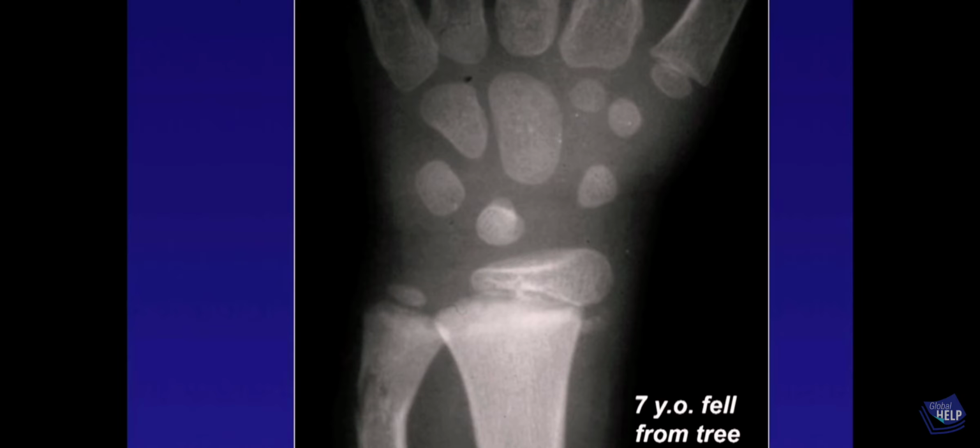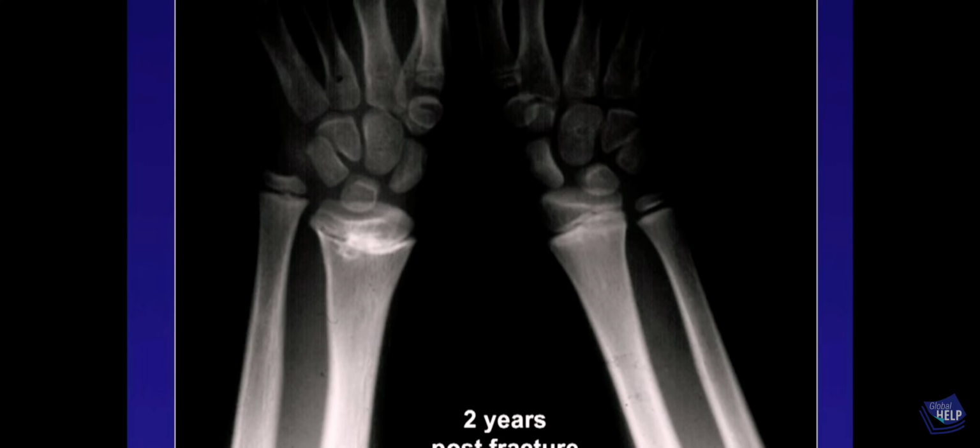Here's a 7-year-old, a high energy injury, fell out of a tree and comes back 2 years later because he's got shortening of the radius and a displacement and a deformity. What's happened there? Physeal arrest. But what has made that structure like that? Why are we not seeing any growth? Remember, bone tissue does not grow. So here's 2 years post-fracture.